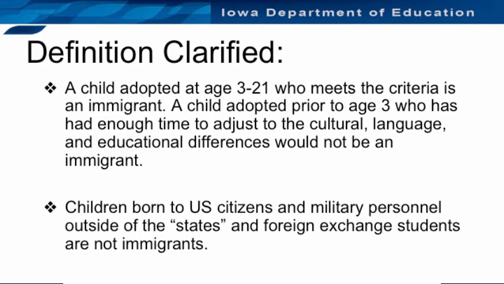A child adopted between the ages of 3 and 21 who meets the criteria is an immigrant. A child adopted prior to age 3 who has had enough time to adjust to the cultural, language, and educational differences would not be an immigrant. Children born to U.S. citizens and military personnel outside of the states and foreign exchange students are not considered immigrants.